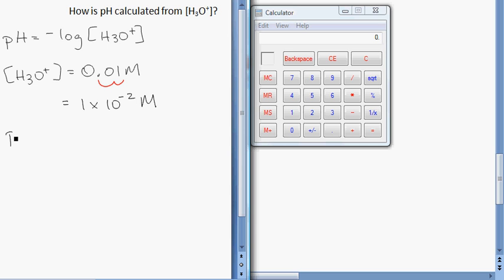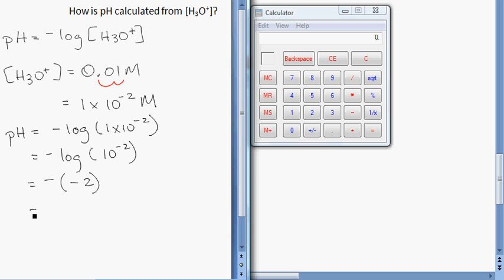From here, it's easy to figure out the pH. It's the negative log of 1 times 10 to the negative 2, which is the same thing as the negative log of 10 to the negative 2. The log of 10 to the negative 2 is simply negative 2, and the negative of negative 2 is just 2. So when our hydronium ion concentration is 0.01, the pH is equal to 2.